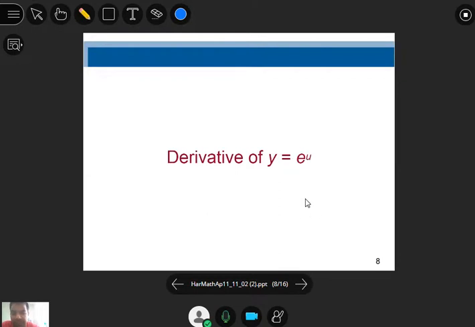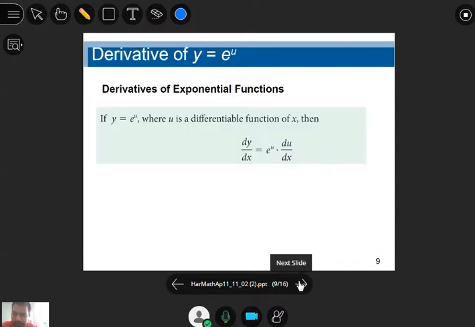Now I am going to consider functions of the kind y is equal to e to the power u, where u is some function of x, or sometimes it may be t. So this is the derived formula: if y is equal to e to the power u, where u is a differentiable function of x, then dy over dx is equal to e to the power u times du over dx.